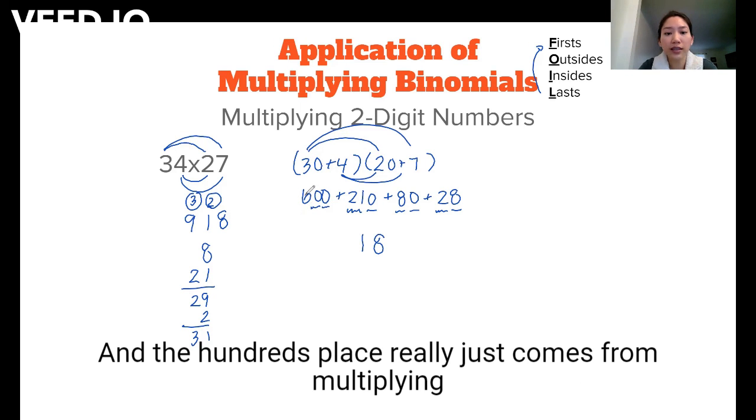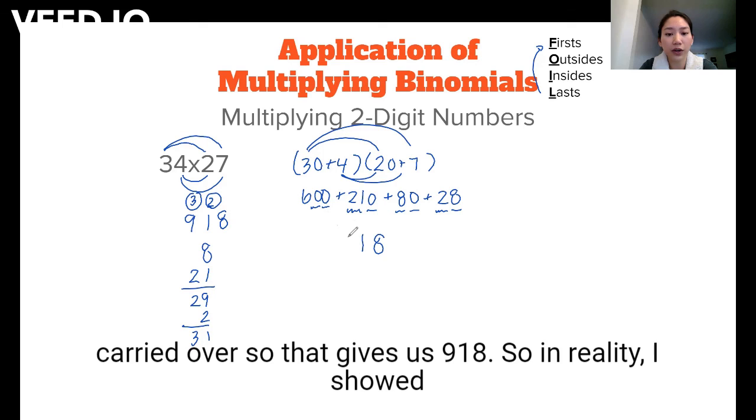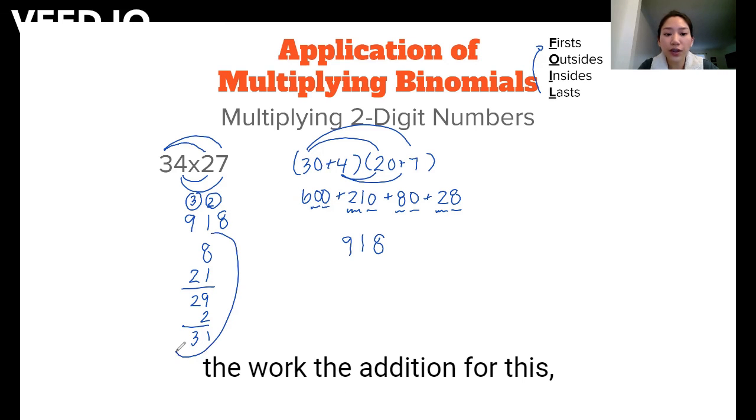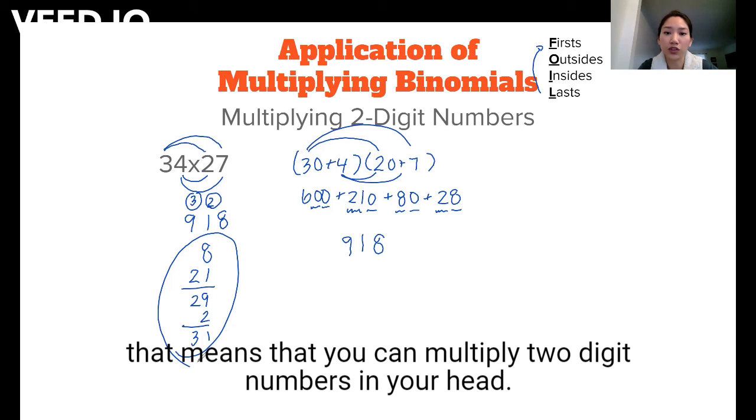And the hundreds place really just comes from multiplying the 3 times the 2. And then so we get 6 plus 3 from carried over, so that gives us 918. So in reality, I showed the addition for this, but if you can do the addition in your head, that means that you can multiply two-digit numbers in your head.